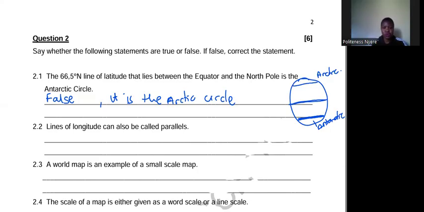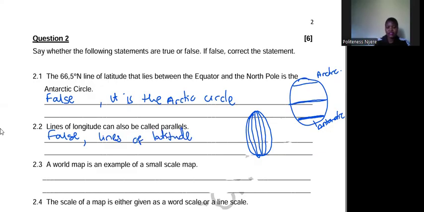Lines of longitude can also be called parallels. This is again false. Why are we saying so? The lines of longitude meet at the North and South Pole, like this. They meet. Rather, it is the lines of latitude that are also called the parallels because they never meet. So it's lines of latitude.